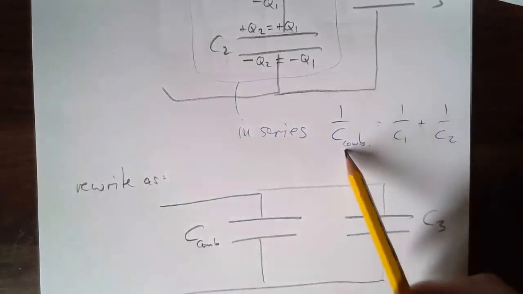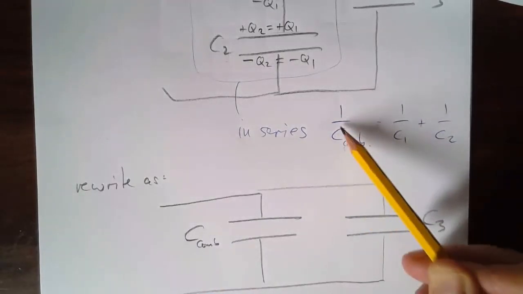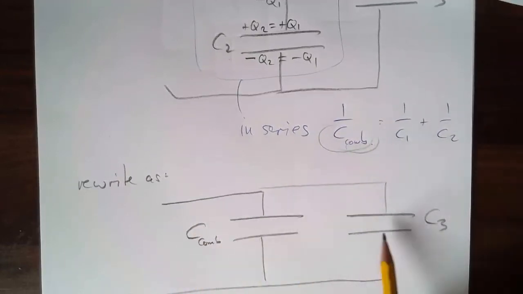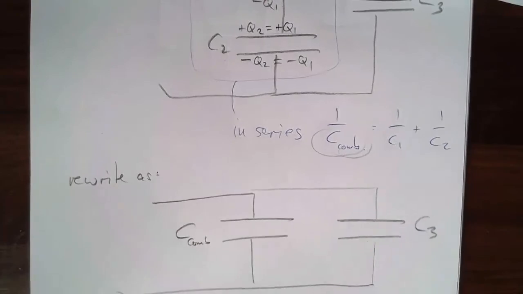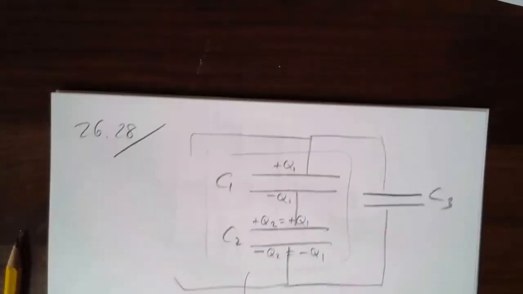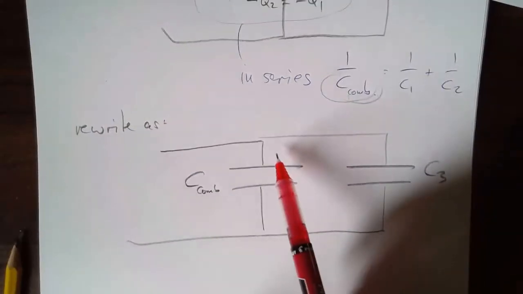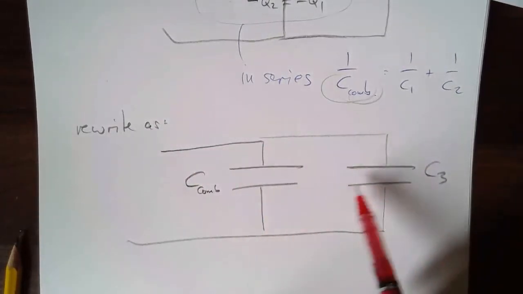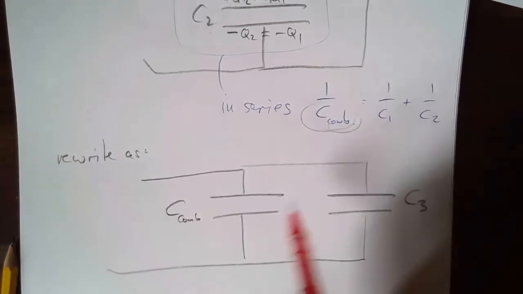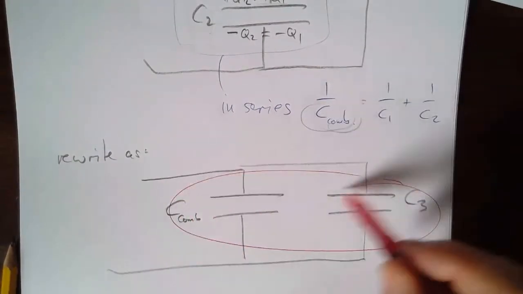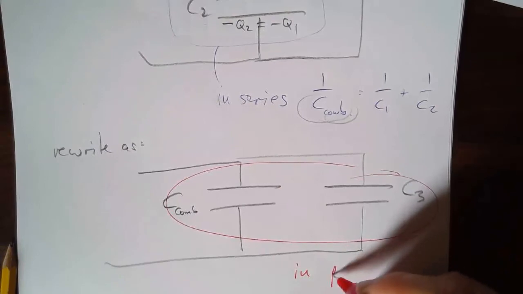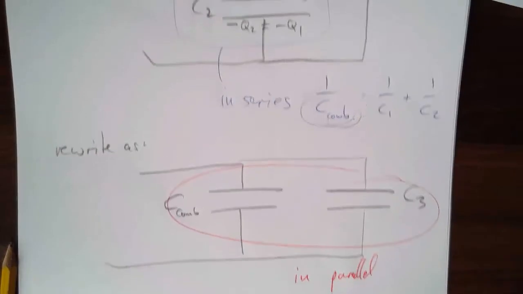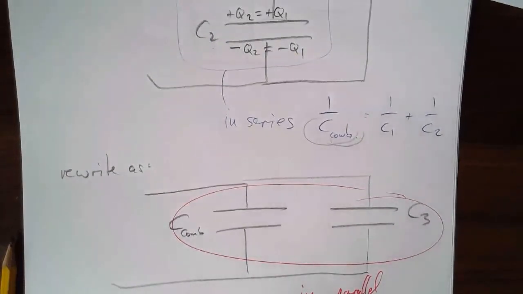So you work it out, but then you actually want the value of this, not 1 over this. And now you've got those two in parallel, because all these wires up here have the same potential, and all those wires down here have the same potential. Right, so these ones are now in parallel, and so you can find the overall effective capacitance of this circuit as well.